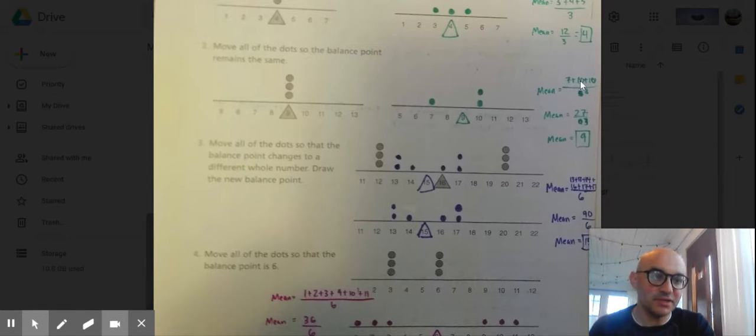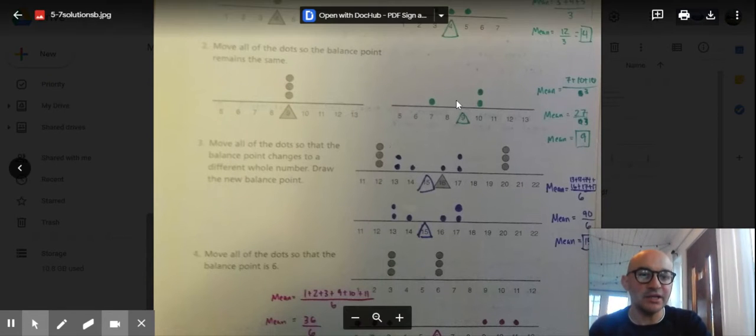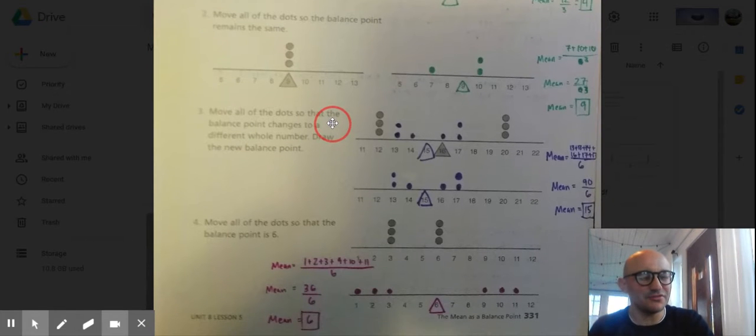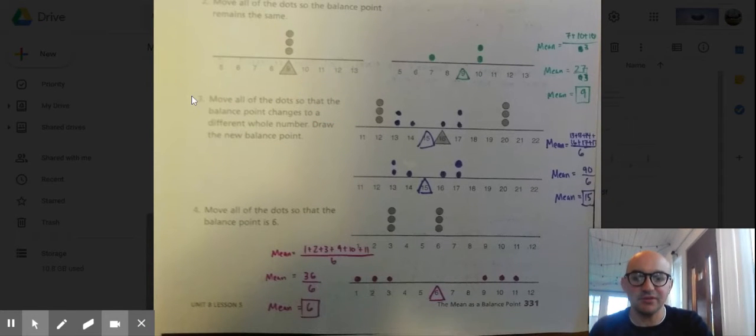So when we add 7 plus 10 plus 10, we get 27, still divided by 3. And what is 27 divided by 3? Well, look at that, it's 9. Where's the balance point? 9. So the mean and the balance point are the same. And what I did over here on the right proves that the dot plot, or the drawing, is correct. Okay? So pretty straightforward. Mean and balance point have the same meaning. It's a little bit of confusing language, but bear with me.